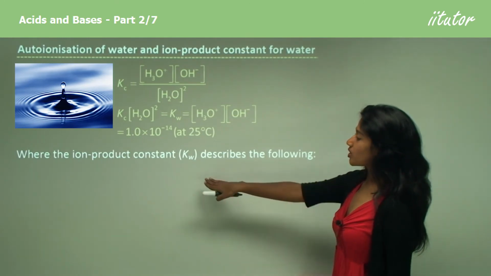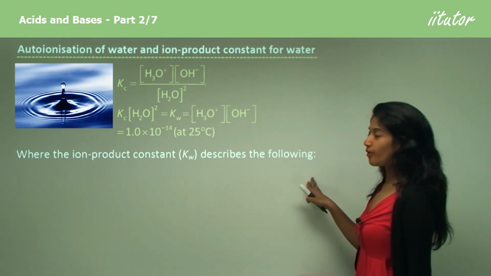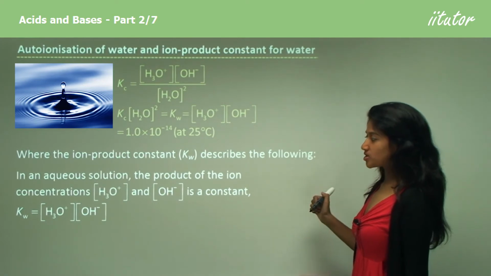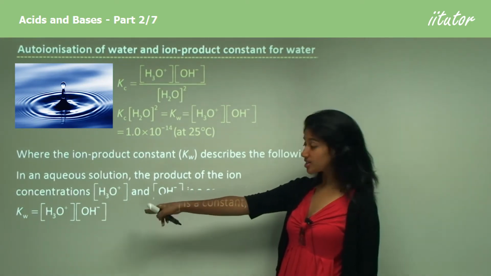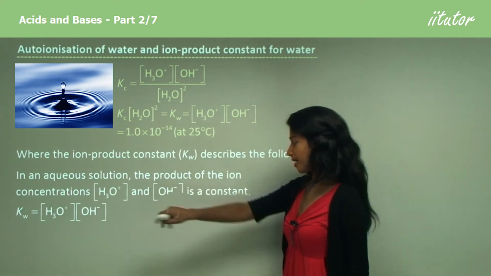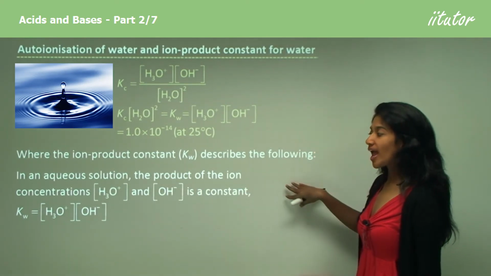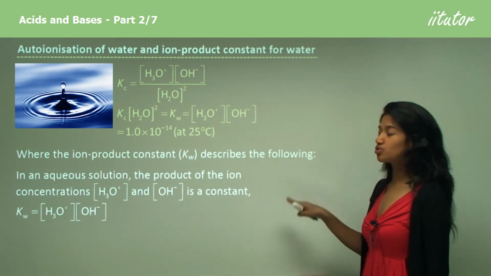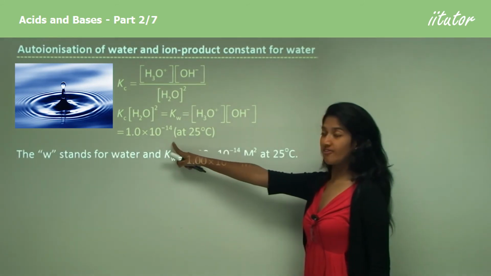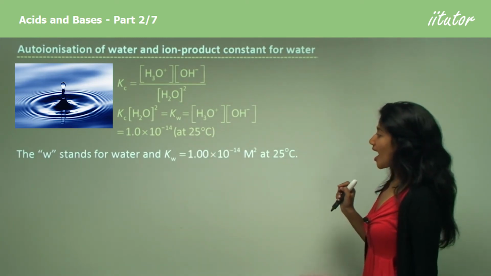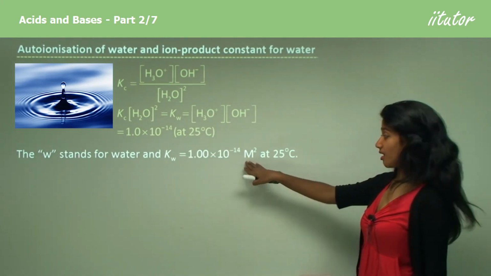Where the ion product constant Kw describes the following. In an aqueous solution, the product of the concentration of the hydroxide ions and the hydronium ions is a constant. So in any aqueous solution, these two multiply to a constant, and this is the value of the constant, and this is the unit.